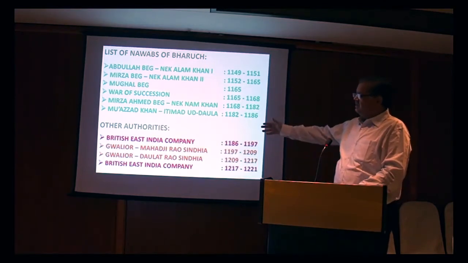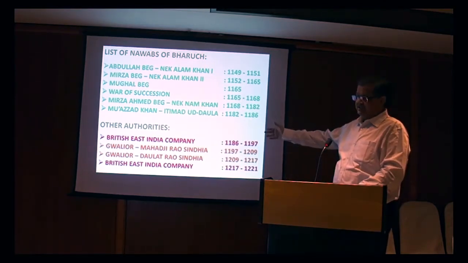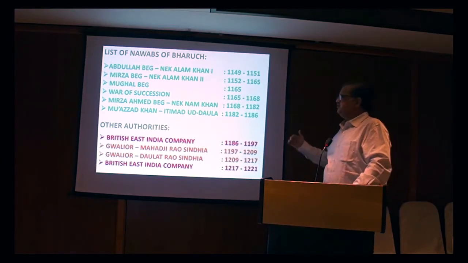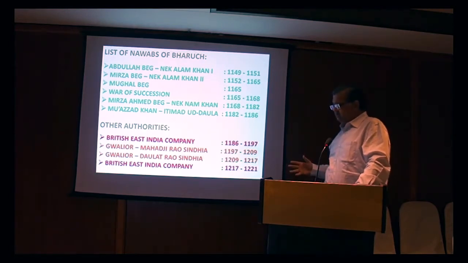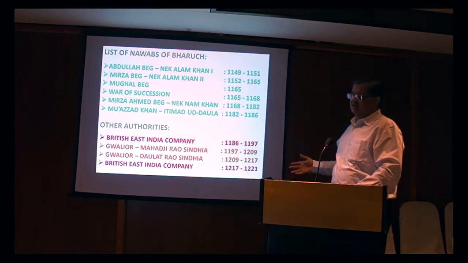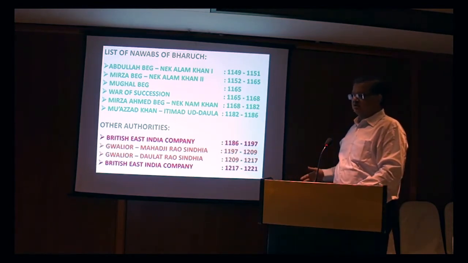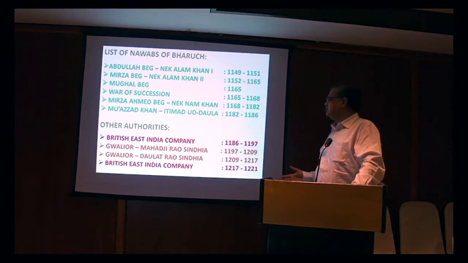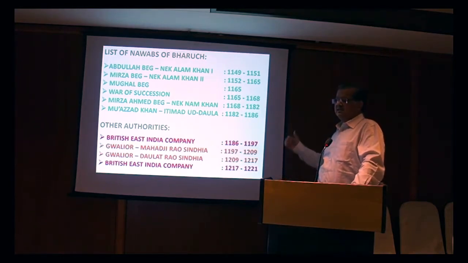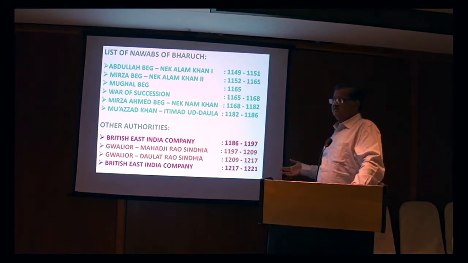The other authorities that ruled over were the British, who after a lot of, we could say, interference in the affairs of the Nawabs, finally managed to wrest control from the Nawab after defeating him through treachery. And then after 10 years or so, with the Treaty of Salbai, the control of Baruch was handed over to the Sindhyas, which again reverted back to the British after 10 years.